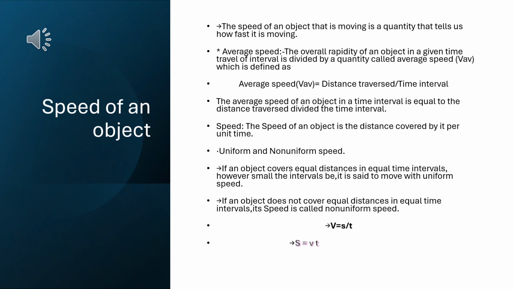Uniform and non-uniform speed. If an object covers equal distances in equal time intervals, however small the intervals be, it is said to have uniform speed. If an object does not cover equal distances in equal time intervals, its speed is called non-uniform speed. Speed equals distance divided by time. Distance equals speed multiplied by time.